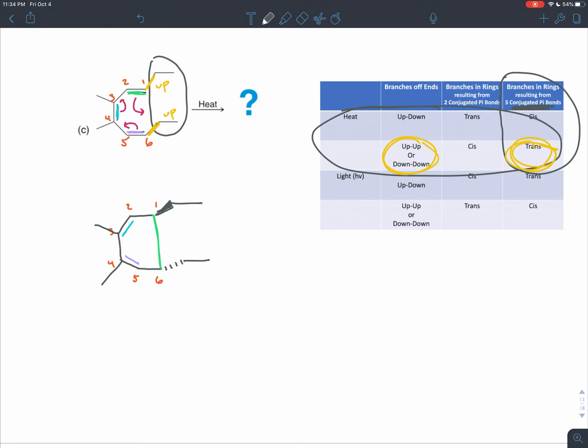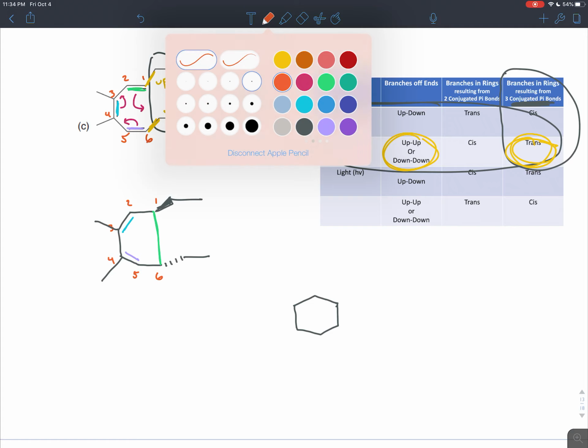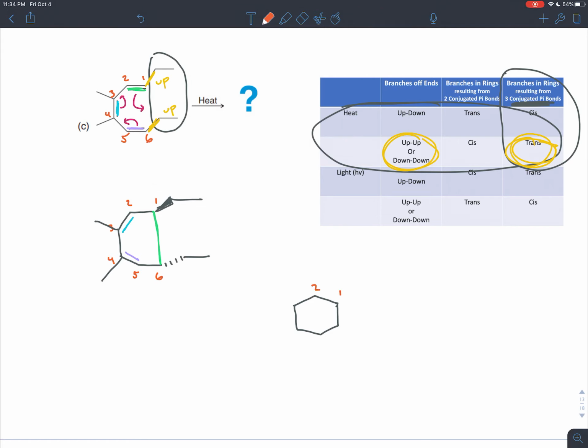Now that is a nice first step because we can see the connection between it and the original molecule, but it's good to draw these with more standard bond angles. And so in a 6-membered ring, you would normally draw a 6-membered ring like a hexagon. We can number these.